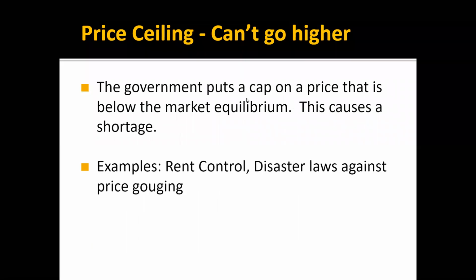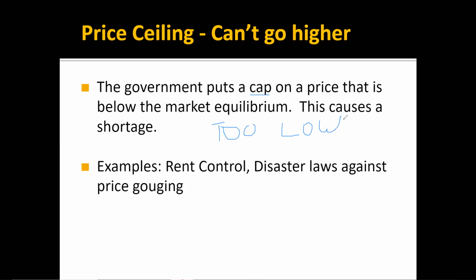So when the government puts a cap on a price, think about it: a cap goes on your head. A cap is above you. So a price ceiling is above the price, and it doesn't let the price go any higher. If the price can't go any higher, that means that the price is too low. And if the price is too low, that's going to cause a shortage. We just talked about this. If the price is too low, too many people want it, and we're going to run out of it.